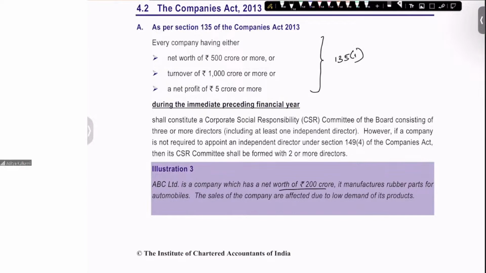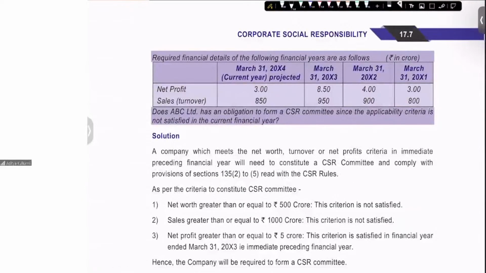Okay, so in this particular question that is there, ABC Limited is a company with a net worth of 200 crores manufacturing rubber parts for automobiles. The sale of the company are affected due to low demand of its products. Financial details of the previous years and the current year are given below. So first thing, what year are we looking at? We are looking at X3, X4. So you will look at which year's data? Only the preceding year. This data is not relevant for our assessment. So we will look at the preceding year. Am I given the net profit? Yes. It is more than 5 crore? Yes. So CSR requirements are applicable.